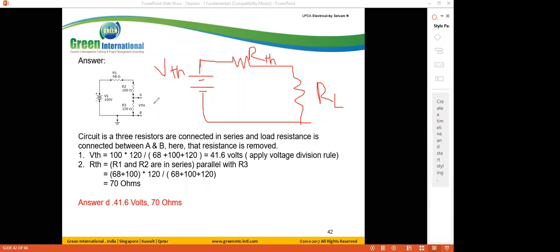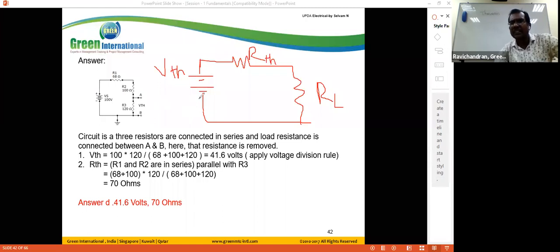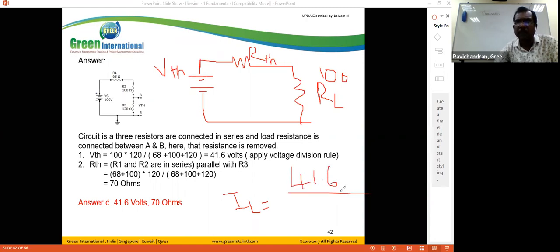So the complex circuit is converted to the simple circuit, which consists of VTH, RTH, and RL. So VTH 41.6, RTH 70 ohm. For this particular problem, they didn't give any load resistance value, so we put an RL. Suppose they give 100 ohm. So the load current IL is equal to 41.6 divided by 70 plus 100, that is 170 ohm. RL 100 ohm, RTH 70 ohm, so 170 ohm.